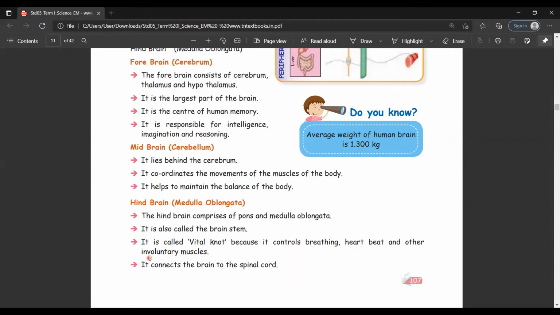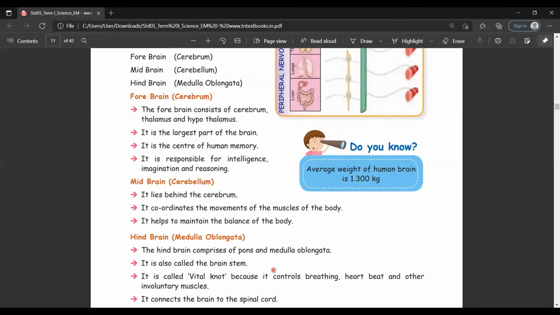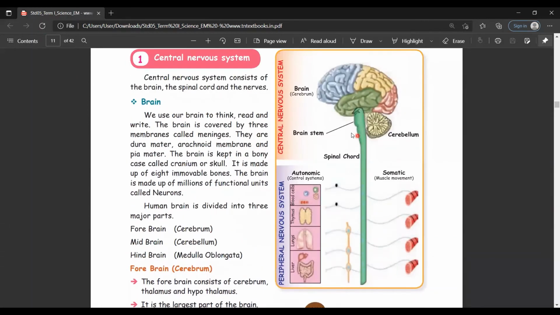So it is involuntary. So this hindbrain is responsible for the functioning of these involuntary muscles. So because it controls breathing, heartbeat, and other involuntary muscles, the hindbrain is also called vital knot. It connects the brain to the spinal cord. Okay, this is the brain stem, that is hindbrain. It connects the brain to the spinal cord.